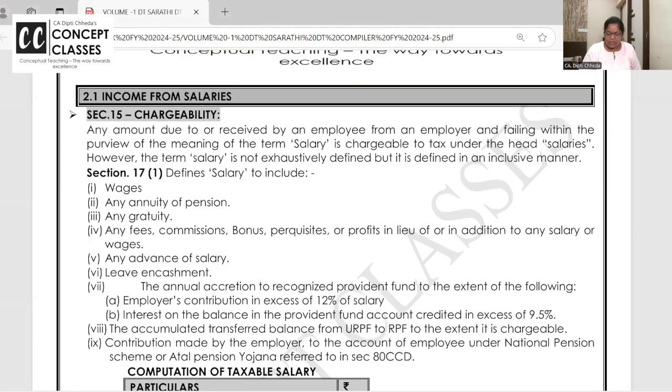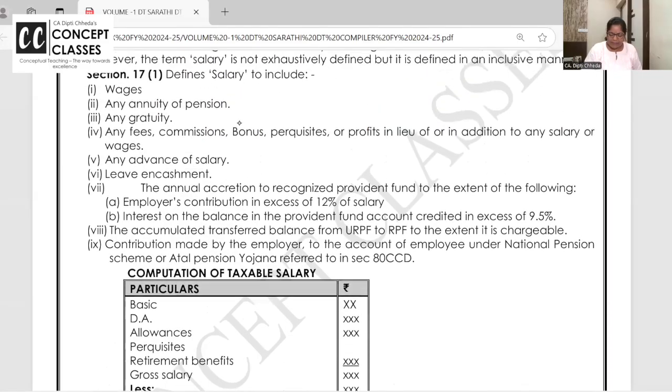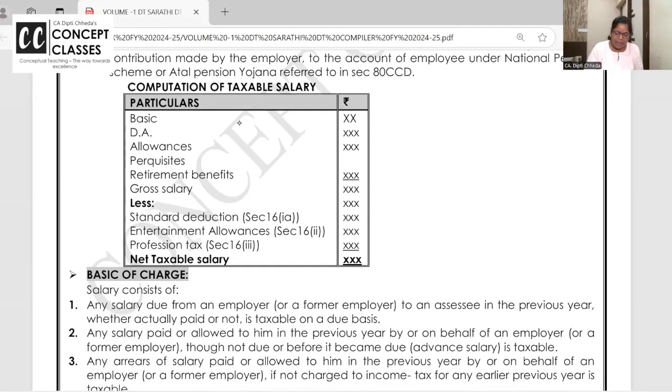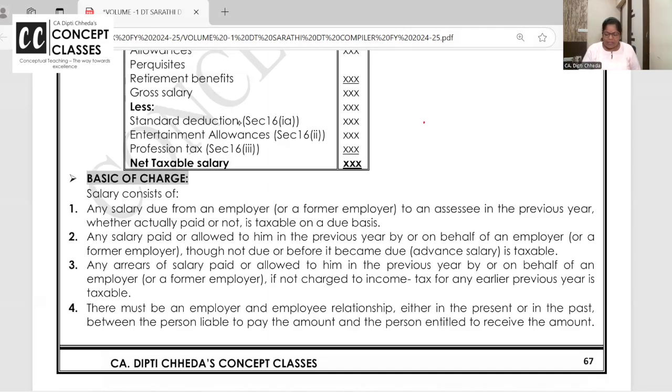Okay, so let me begin. There are a few basic things also, dear students, that are very important. So the gist I would definitely like to discuss. This all I have told you. Gross salary less three deductions, and what you get, you call it your taxable salary. Okay, right. But when you're talking about salary, your current employer, your previous employer, all the salary related is taxable here. Salary is taxable on due basis or receipt basis, whichever is earlier.